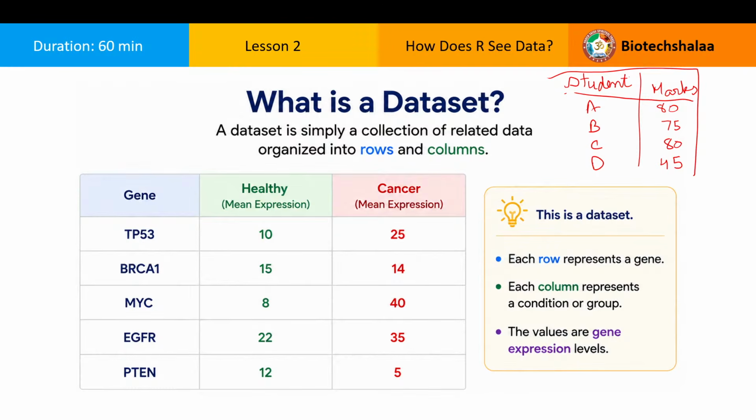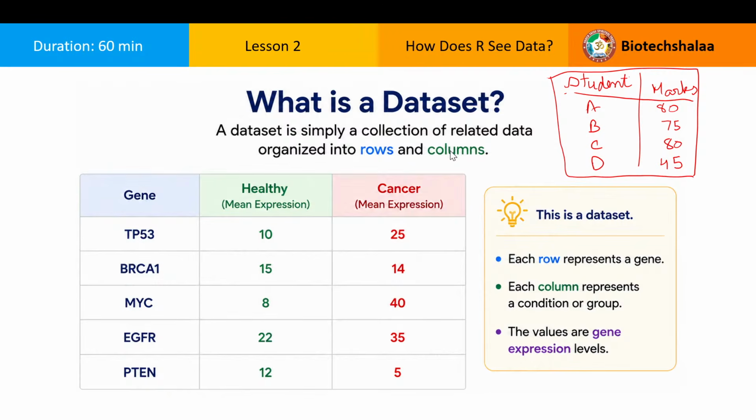Okay, so now what is this? This is a table, right? This is a table which contains information. So we call this table a data set. So what is a data set? A data set is simply a collection of related data which is organized into rows and columns.